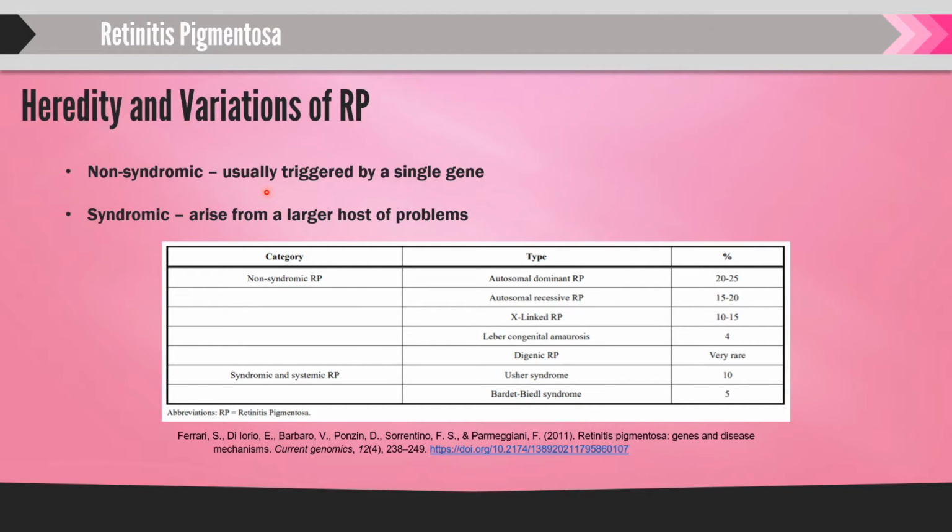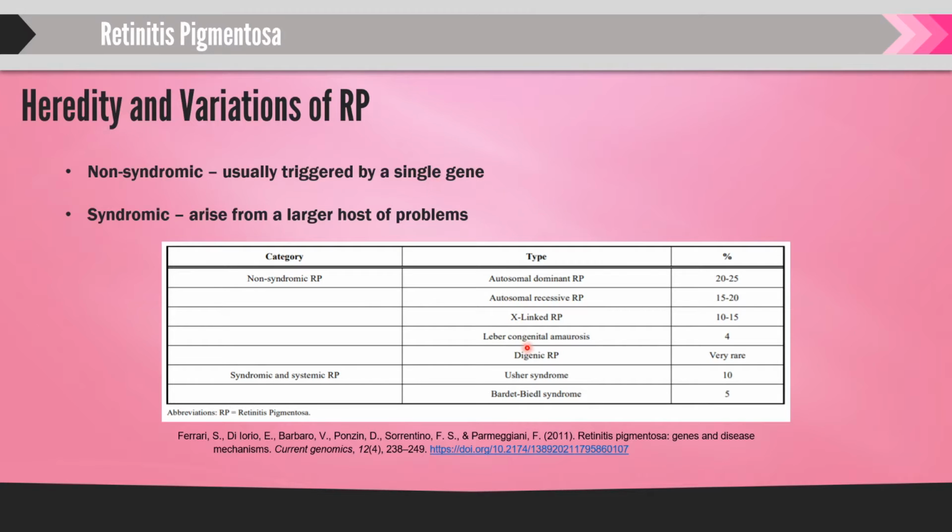So hereditary and variations of retinitis pigmentosa. So there's going to be 2 main categories that I found that distinguish retinitis pigmentosa, and you're going to have your non-syndromic variants, which are usually triggered by a single gene, and these are considered to be easier to identify because it's not from a whole source of problems. It's usually something malfunctioning, and it can be traced, versus syndromic variations, which arise from a larger host of problems, and this form of retinitis pigmentosa usually comes from a bigger problem.